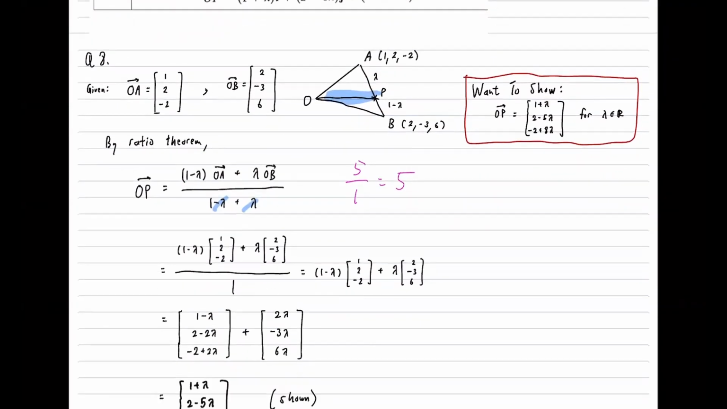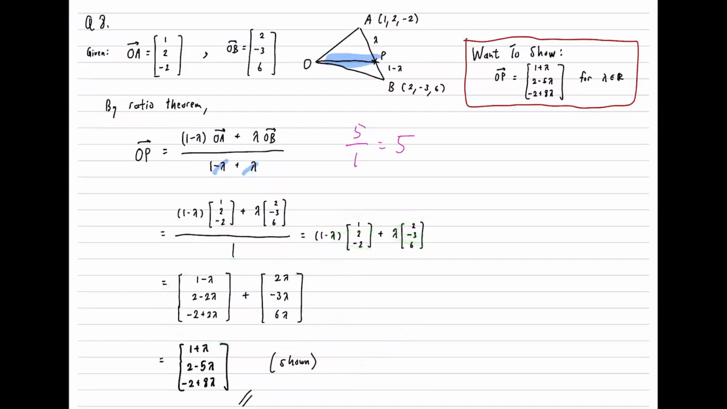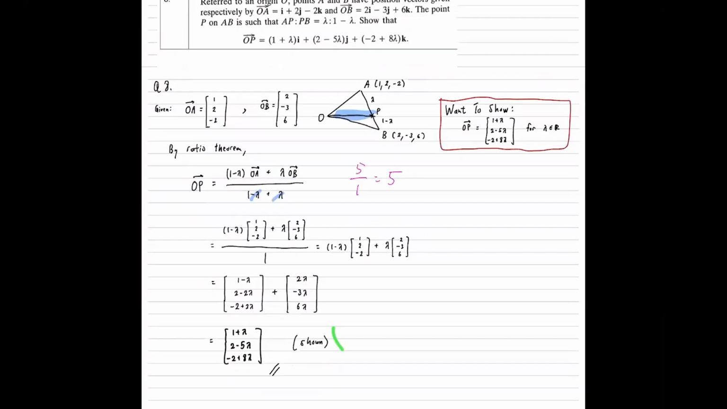Then after that, I simplify already. Just the numerator. But I also replace the OA and OB with 1, 2, minus 2, and 2, minus 3, 6, which I get over here. I think this part should be easy, right? You just multiply in. Then I add them together, and then it's shown. Done. Question 8 is quite easy. You can verify on your own. Okay, good. Question 8 done. Let's move on.